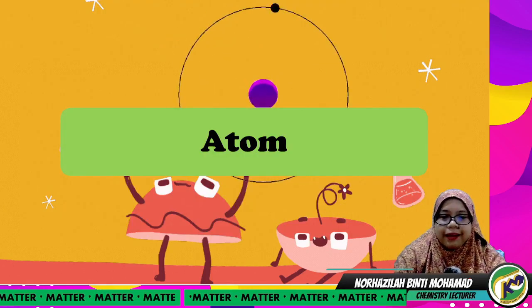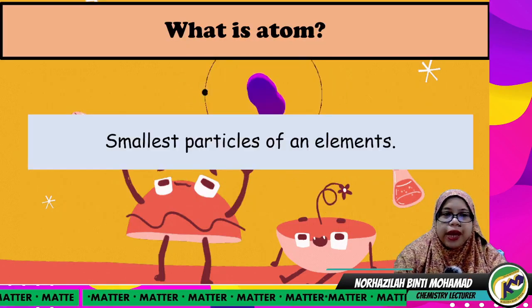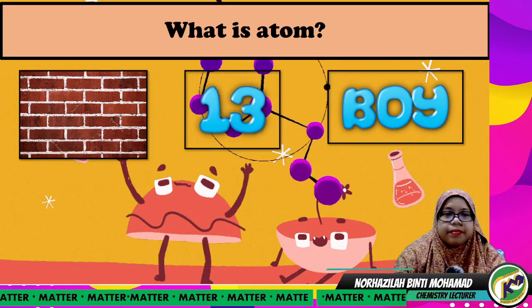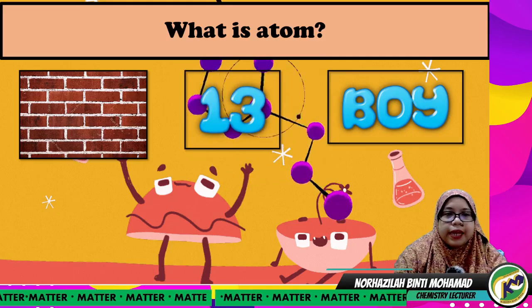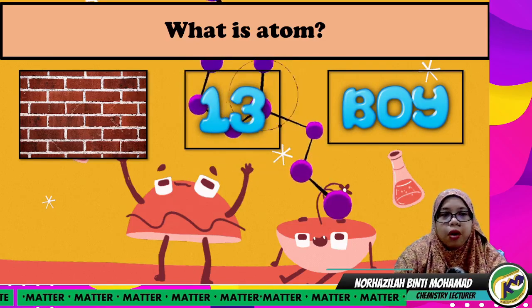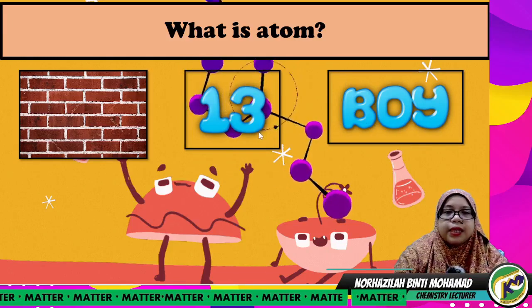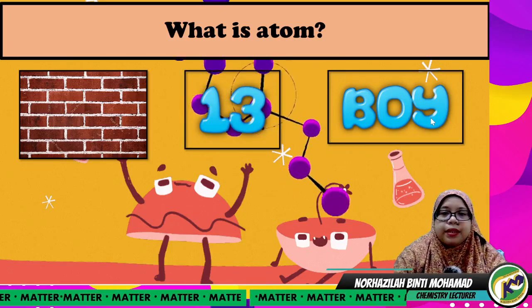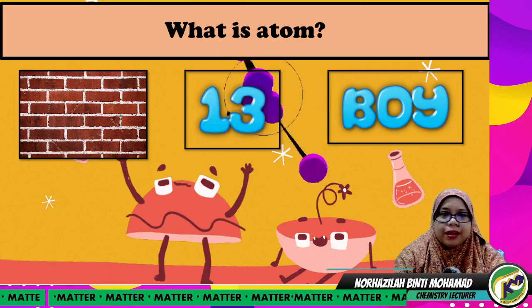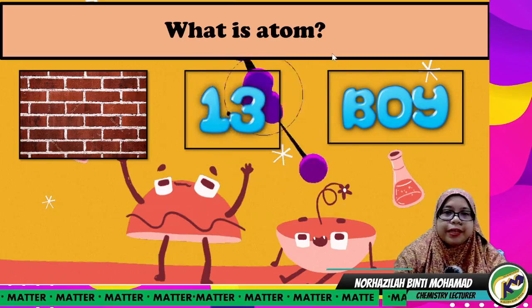So, what is an atom? An atom is the smallest particle of an element. We see the examples here. I have 3 examples. The first one is a wall. The second is the number 13. And the third one is the word boy. So, how do we relate these 3 examples to an atom?